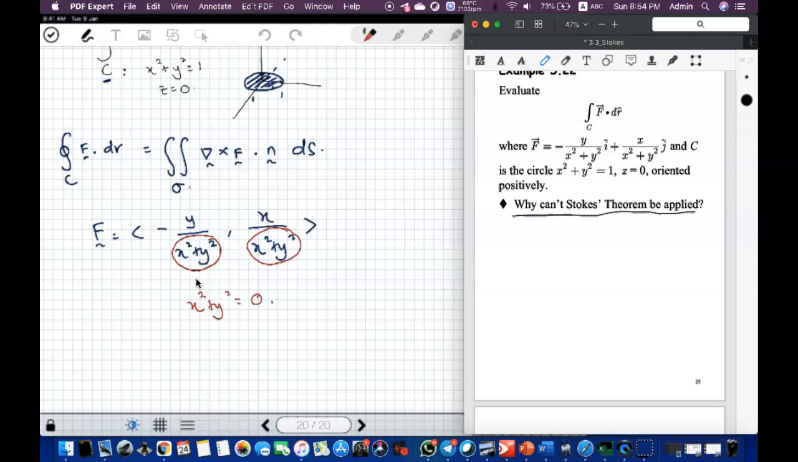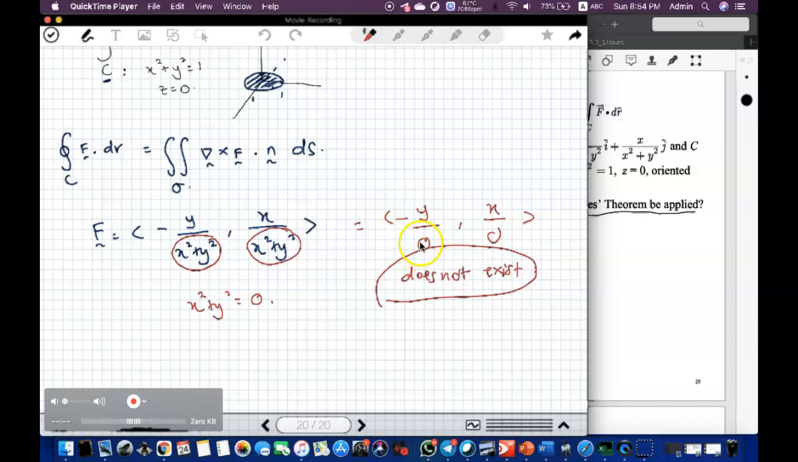Why? Because if we put minus y over 0 and also x over 0, the answer does not exist. Does not exist, because this one turned out to be undefined. This is not a real value. So we can see that the components x and y here exist all over the surface except where x squared plus y squared equals 0, or at the origin.